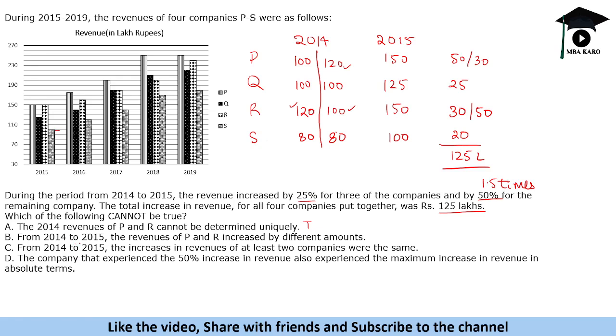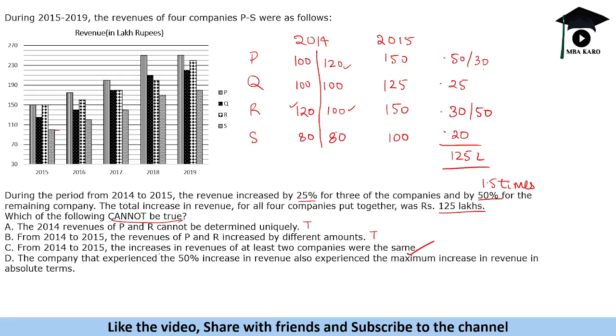From 2014 to 2015, the revenues of P and R increased by different amounts. That is also true, because one increased by 50, another increased by 30. From 2014 to 2015, the increase in revenues of at least two companies were the same. Okay, at least two companies, was it the same? So if you see, the revenue increases 50, 25, 30 and 20. So none of them is the same. So it is false. We have to tell which of the following cannot be true. So this is not true.